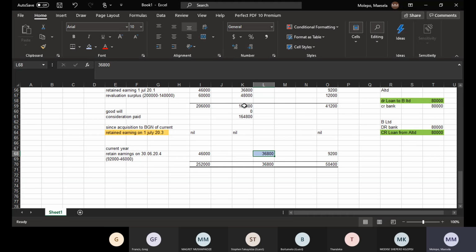Then we proceed further. We're going to have the long-term borrowings, which will be 140 as per the balance given from the long-term loan to C Limited, because C is outside our group, so we have to account for them.